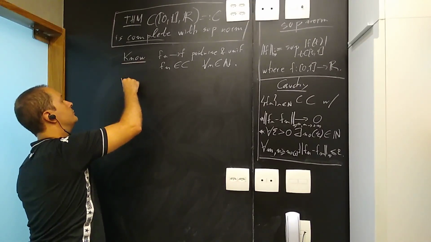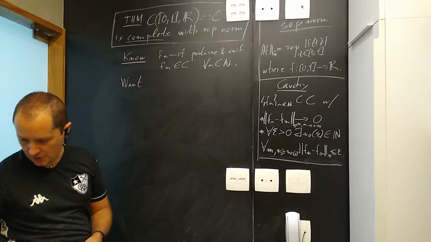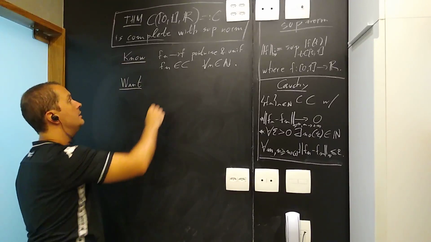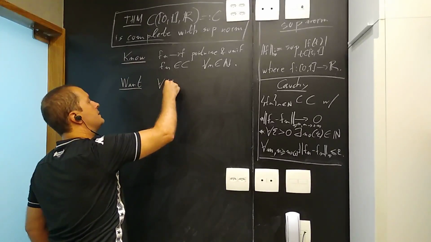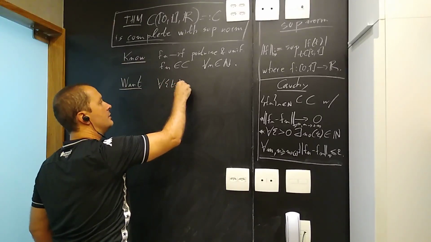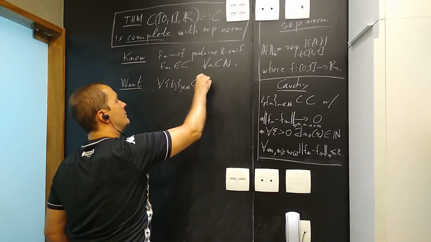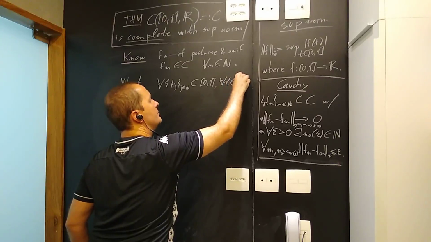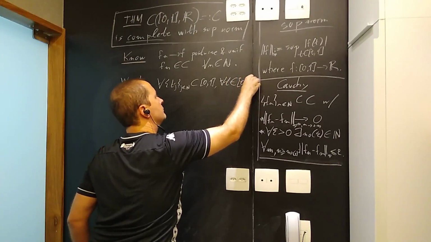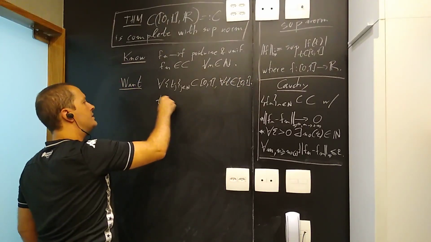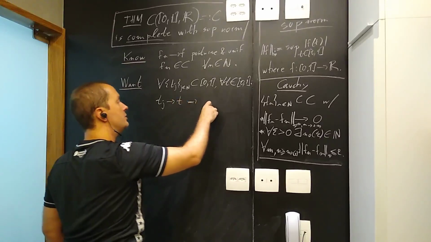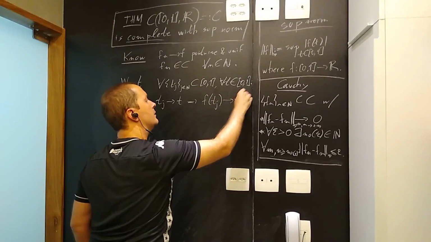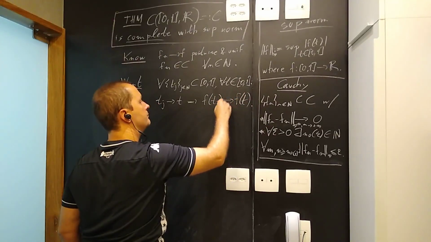So what do I want to prove? What is continuity of F? It means that if I take a sequence, which I'm going to call T sub j, in the domain of F, and if I take a T also in the domain, if T sub j converges to T, that should imply that F of T sub j converges to F of T.